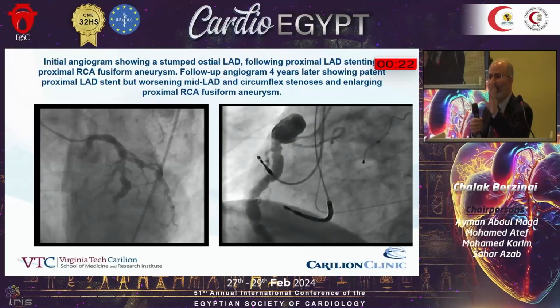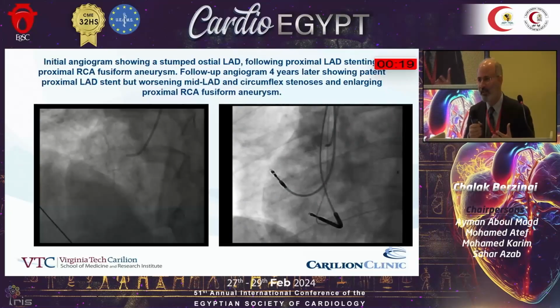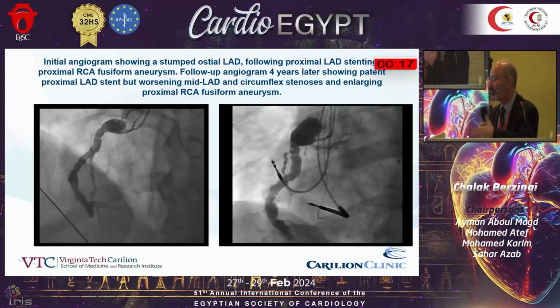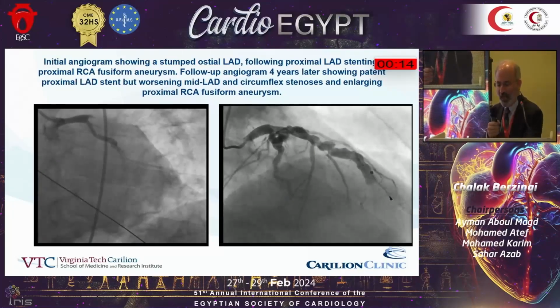And that's the challenge with these. You treat it at point A in time, you don't know what happens in 4 years. I mean, you treat it here, but this disease process is ongoing. That's why it's a challenge.